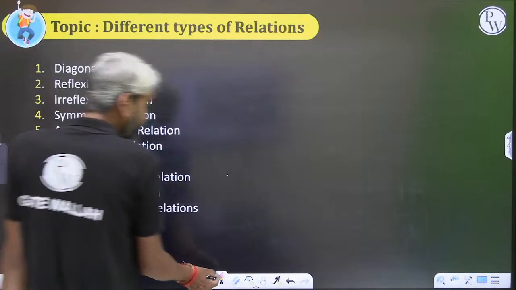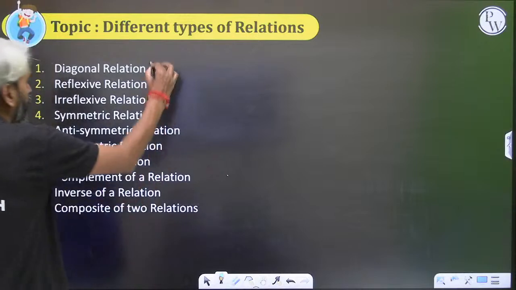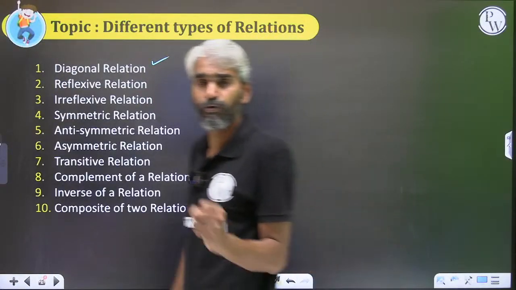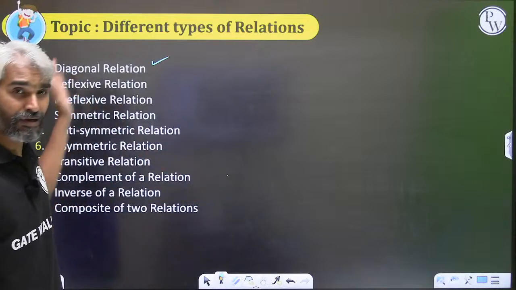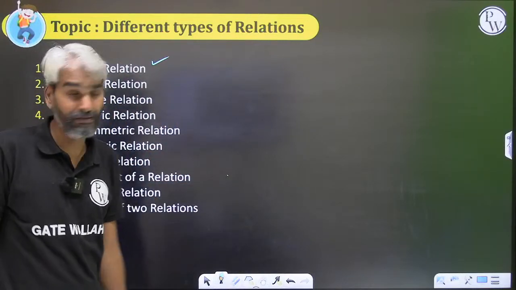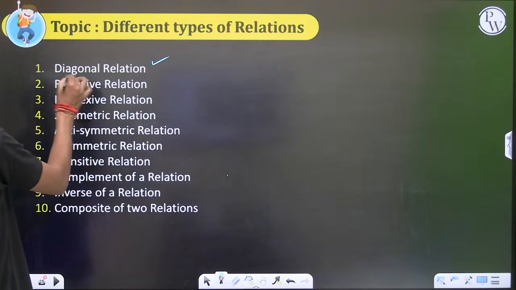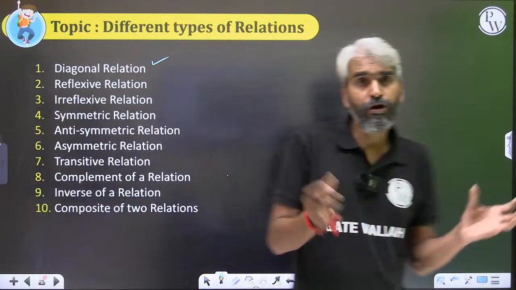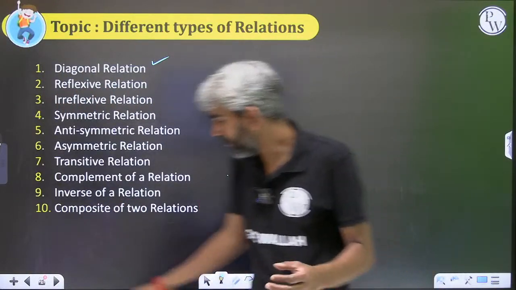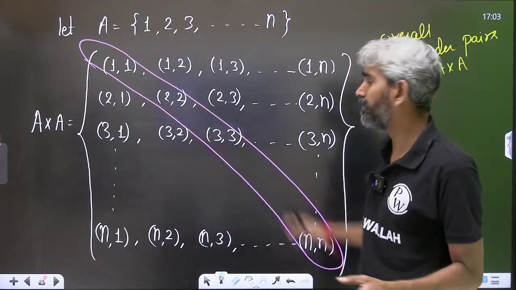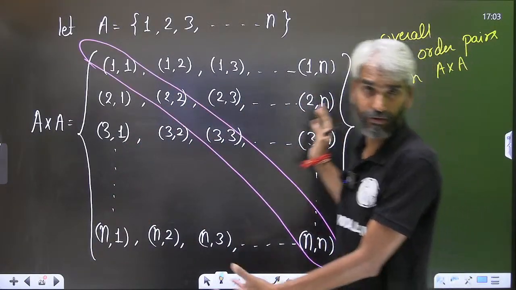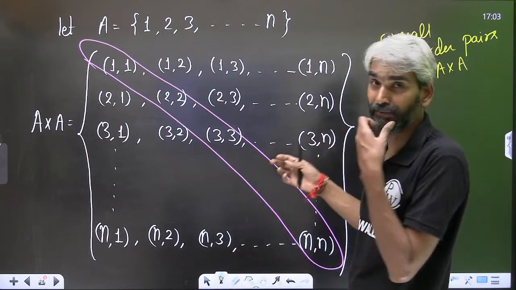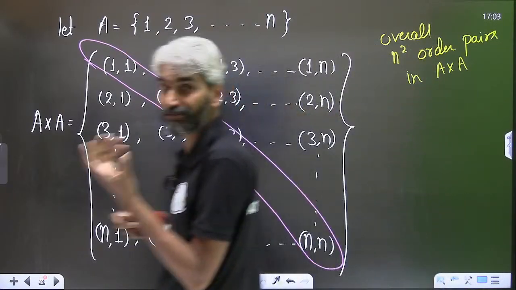So the very first relation is the diagonal relation. The definition of diagonal relation will be quite easy to understand once we have seen that matrix representation. So, what is a diagonal relation? A diagonal relation is a relation which contains all the diagonal ordered pairs of that particular matrix. No other element is allowed.